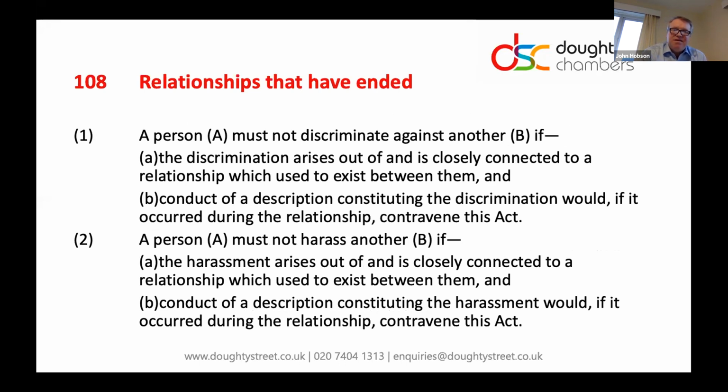Another section of the Act: relationships that have ended. So a person mustn't discriminate, and then 182, must not harass another person if the harassment arises out of or is closely connected to the relationship that used to exist between them, and the conduct constitutes harassment as it would if it occurred during the relationship. So picking up on the unlawful eviction, interference with goods and so on, after the lockout has long happened and the possessions are still being held, and there's an example of discrimination or harassment asserted, if it happened by the landlord during the relationship when it was live as a legal relationship, then that will be caught.